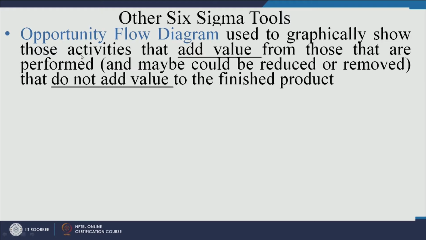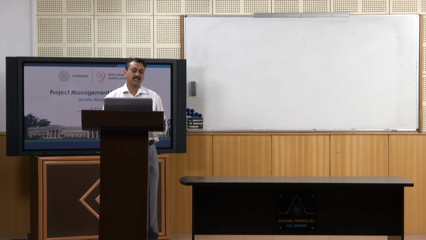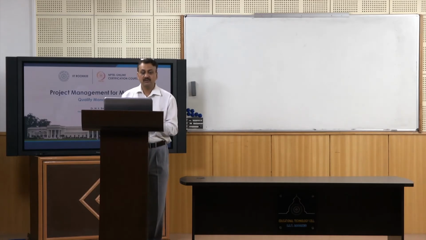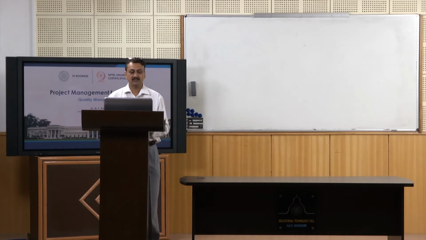The first one is opportunity flow diagram. We have already seen flow diagram, right. So, opportunity flow diagram is basically a diagram which will tell you in a process what are different value adding activities and what are different non value adding activities. So, you will come to know where is the opportunity to make improvement. Since you know what are non value adding activities, you can improve them, right. So, that is why it is called opportunity flow diagram.